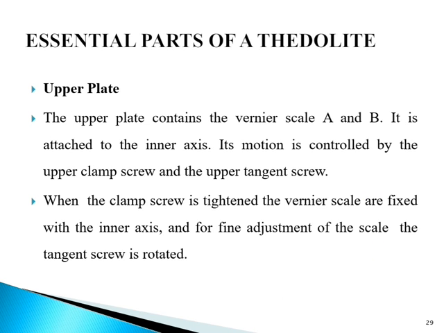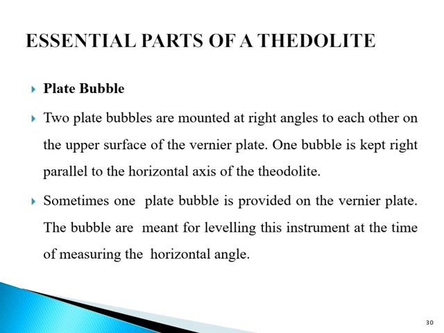Next is upper plate. The upper plate contains the vernier scale A and B. It is attached to the inner axis. Its motion is controlled by the upper clamp screw and the upper tangent screw. When the clamp screw is tightened, the vernier scales are fixed with the inner axis, and for fine adjustment of the scale, the tangent screw is rotated.